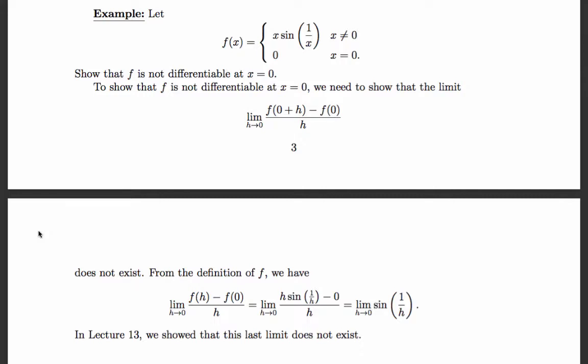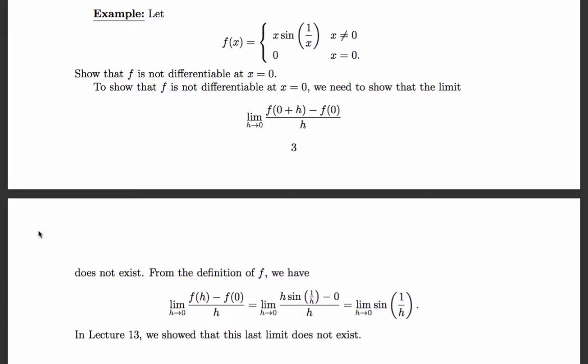Well, to show that f is not differentiable at x equals 0, we need to show that the limit as h approaches 0 of f of 0 plus h minus f of 0 over h doesn't exist. Well, what we're going to show is that this actually reduces to a problem we've already worked out, because that equals the limit as h approaches 0 of h times sine of 1 over h divided by h. My h's cancel, and I'm just taking the limit as h approaches 0 of sine of 1 over h. And that limit does not exist.